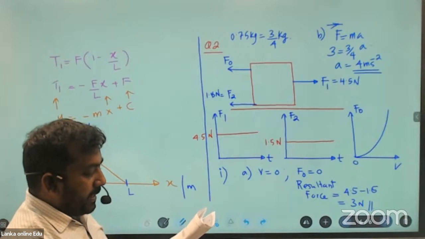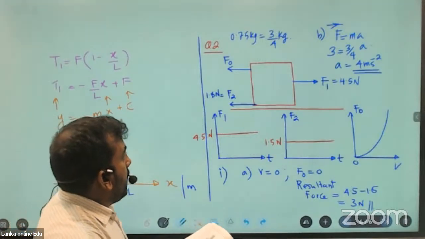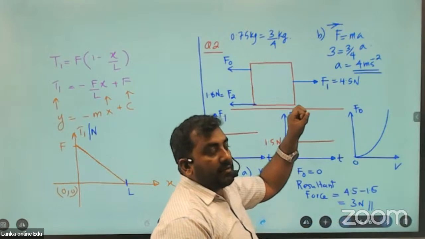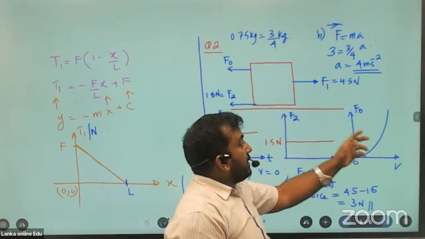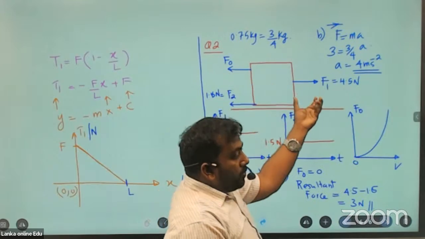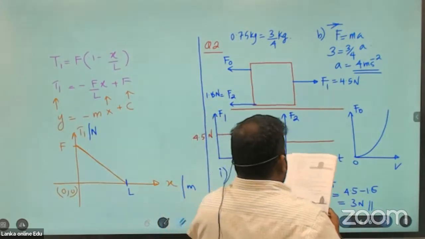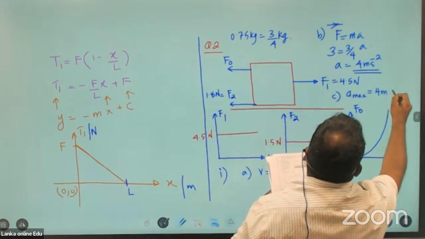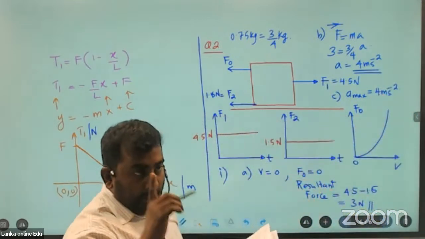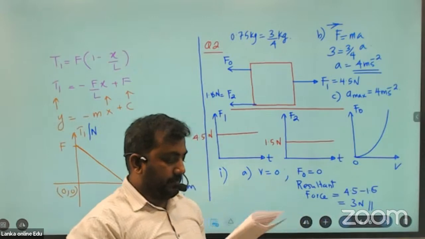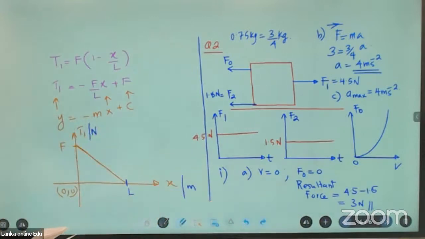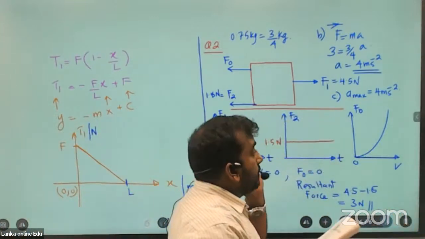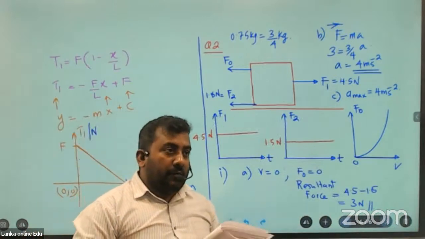What is the maximum acceleration of the box? You all tell me. Maximum acceleration occurs when there is a maximum resultant force. Now with time the velocity will increase, more force there, and the resultant force will reduce. So maximum acceleration technically is here. A maximum is actually 4 m/s². Small sentence: maximum acceleration will occur when the resultant force is maximum.